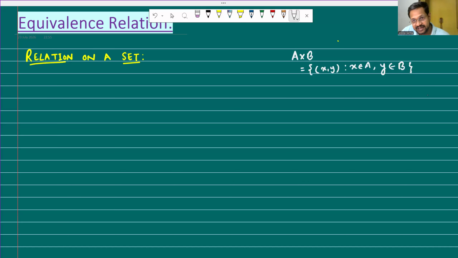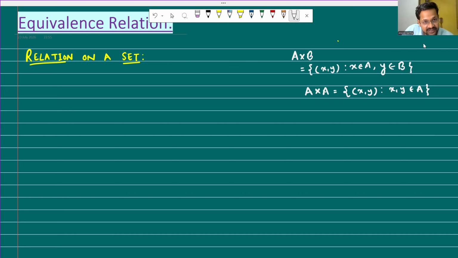So if you are saying A cross A, it means you are taking both elements from the same set: (x, y) such that x and y are from the set A. So this is the Cartesian product of A with A. Okay, so let's define it here.